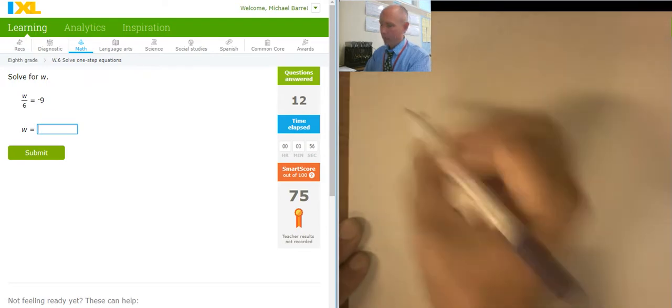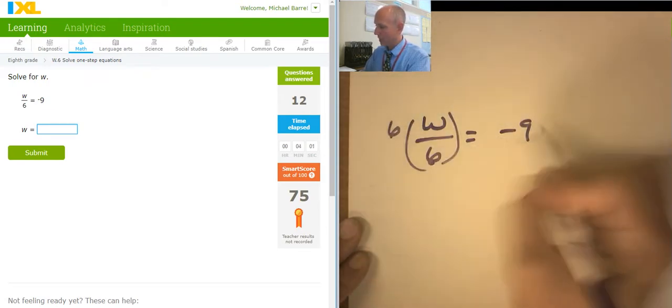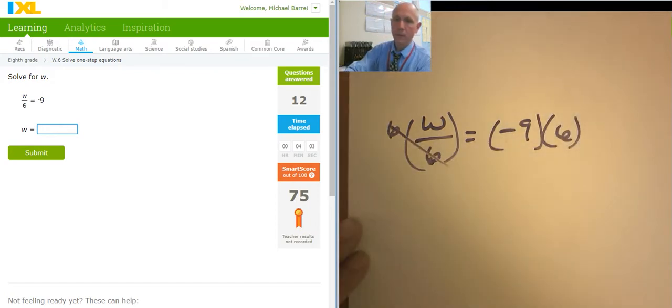Let me try to get to an 80. W over 6 equals negative 9. I'm going to multiply both sides by 6. That's going to give me a negative 54.